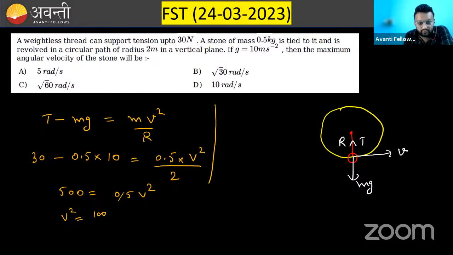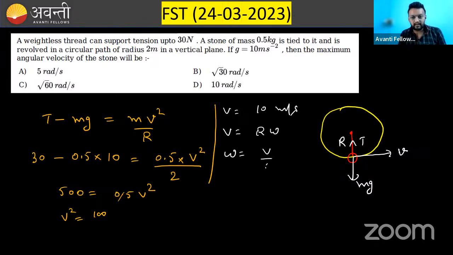So v is equal to 10 meter per second. So the velocity of the particle is 10 meter per second, and they are asking about the angular velocity. So for the angular velocity, v is equal to r omega. I think everyone knows that. So omega is equal to v by r, and if we place the values, that is 10 by 2, that is 5 radian per second.